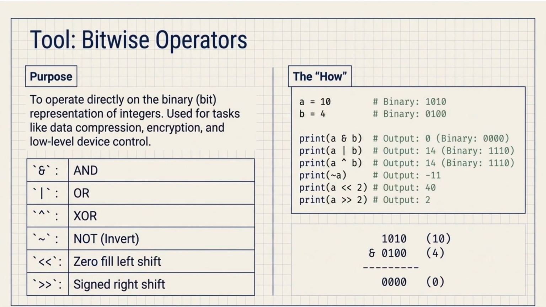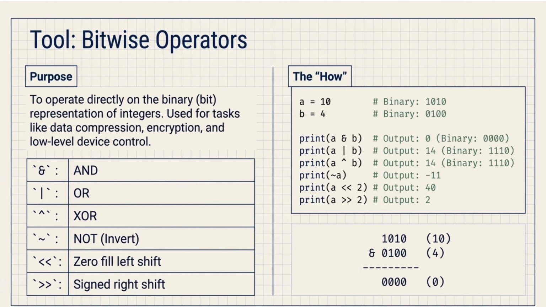Bitwise operators work on numbers at the binary level, zeros and ones. They are used when you want to control data at a very low level, like in encryption, compression or hardware operations. The AND operator compares each bit and results in 1 if both bits are 1. The OR operator gives the result as 1 if either bit is 1.